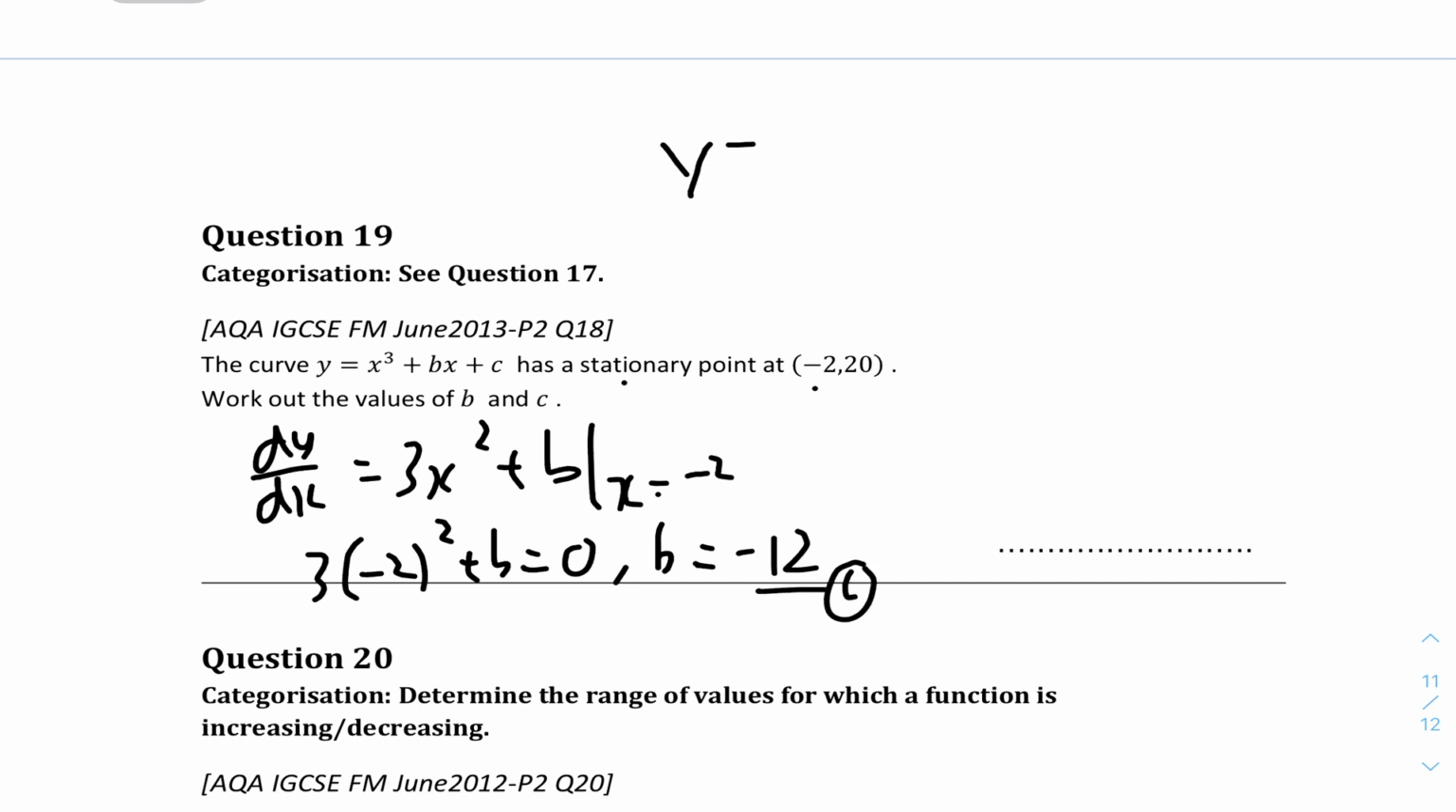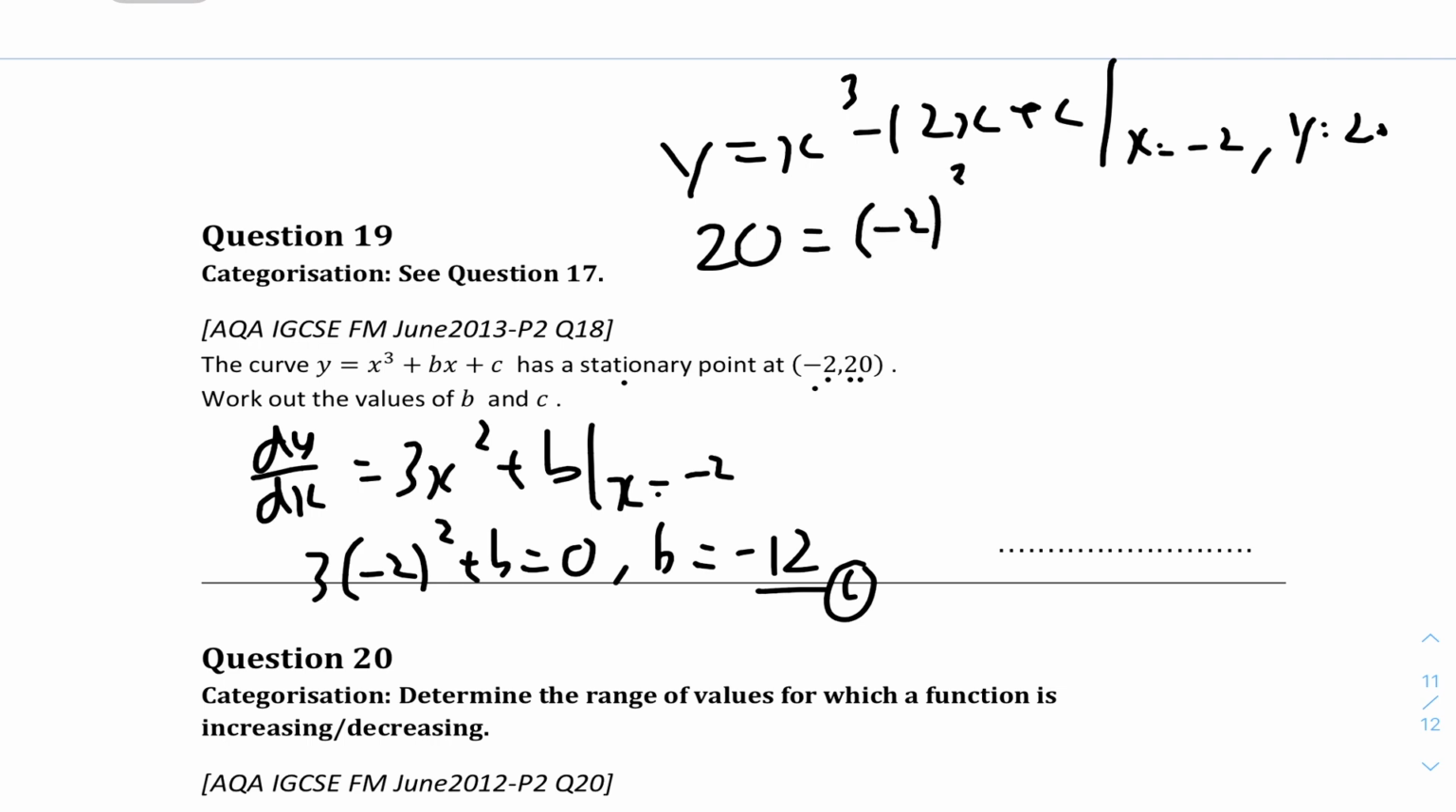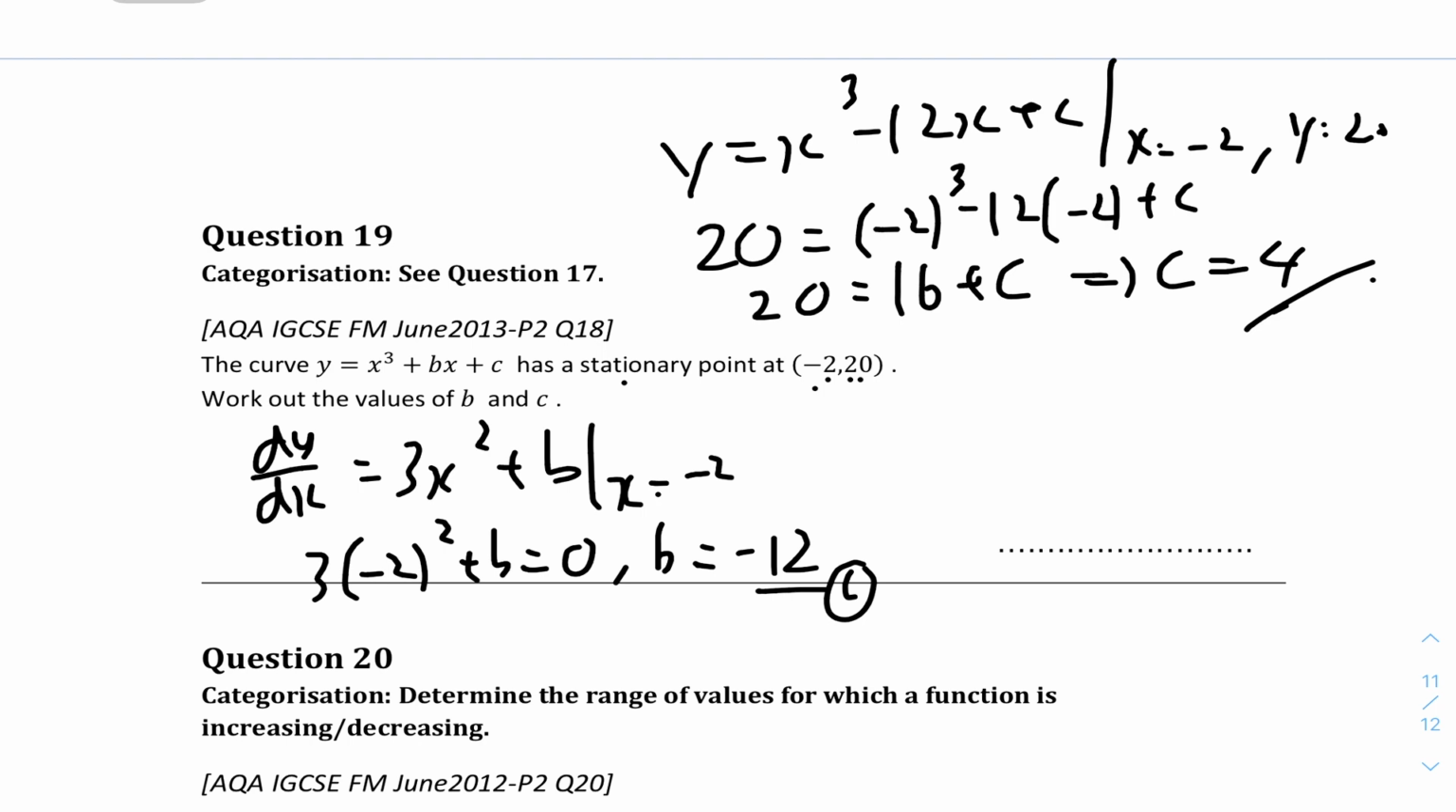So now we have y equals x cubed minus 12x plus c. We can input the values of x and y right here to find c. So x equals minus 2, y equals 20. So it'll be 20 equals (minus 2) cubed minus 12 times (minus 2) plus c. So (minus 2) cubed minus 12 times (minus 2) is 16, so 20 equals 16 plus c. And therefore c equals 4. So we have b equals minus 12 and c equals 4, and these are the answers.